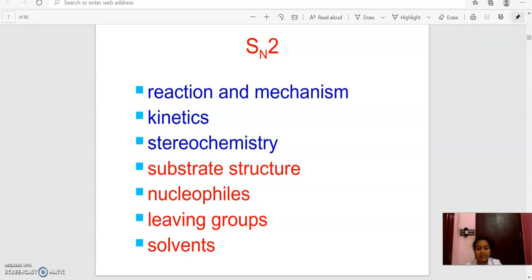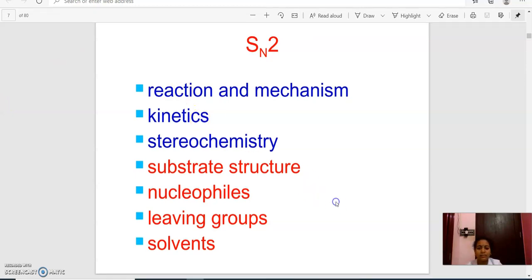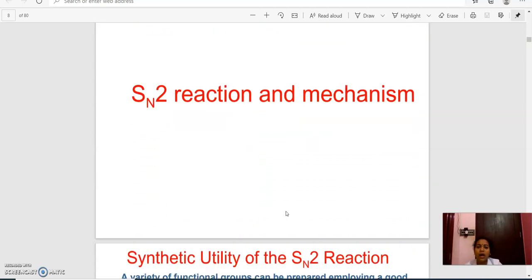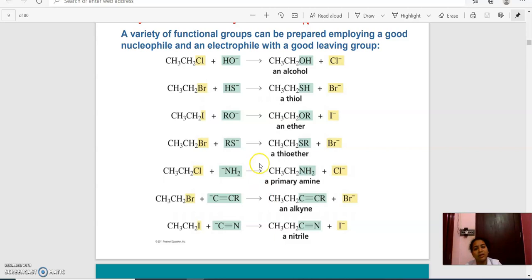So mainly we know that in the SN2 reaction, the nucleophile attacks from the backside. Here you can see some examples of the SN2 reaction. Here the alcohol group is attacking and the chlorine is leaving. Here you can see some more examples of SN2 reactions. That is a thiol group. If the ether nucleophile is attacking the halogen compound, that is haloalkanes, we will get an ether, and the iodine will leave.